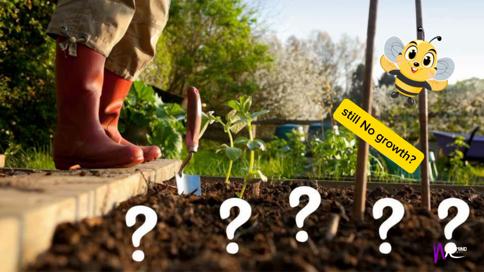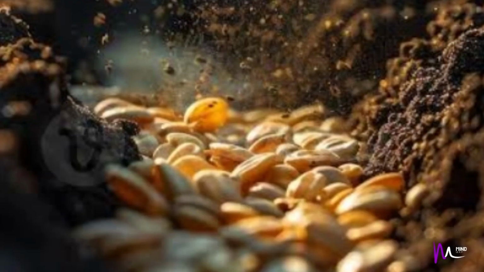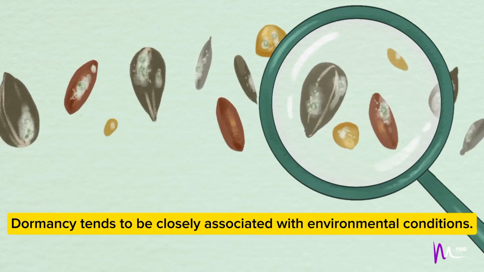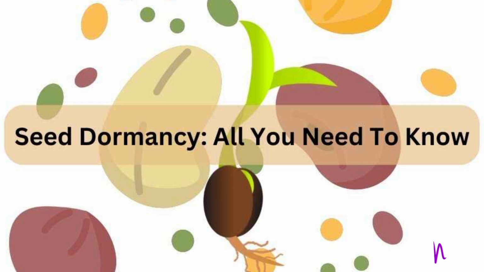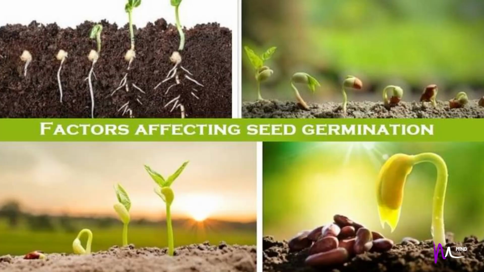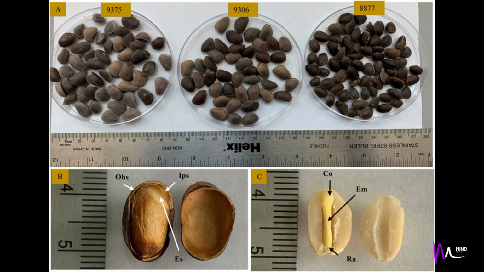Still no growth? Usually, seeds remain dormant or inactive until they acquire suitable conditions to germinate. Dormancy tends to be closely associated with environmental conditions. Seed dormancy is a condition in which seeds are prevented from germinating even under the favorable environmental conditions for germination, including temperature, water, light, gas, seed, and seed coats.